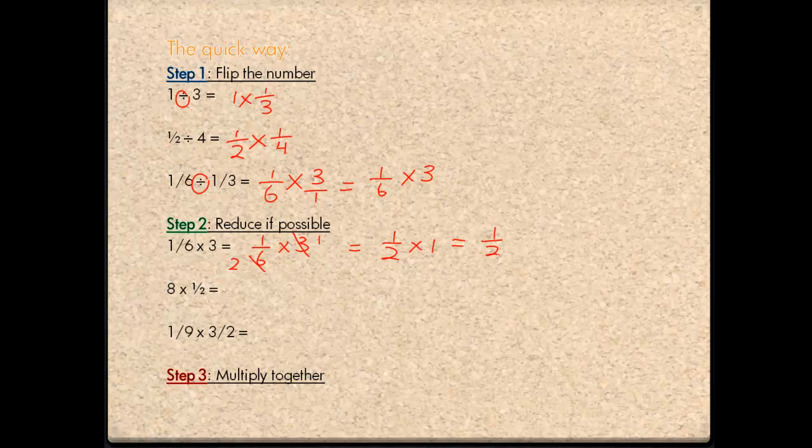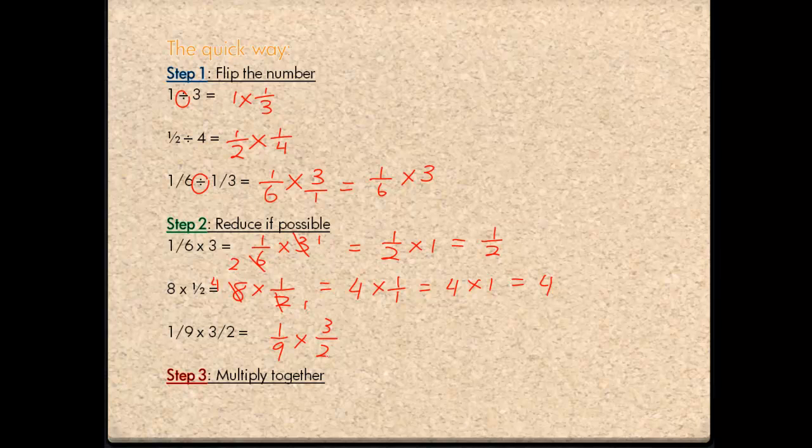8 times 1 over 2. Since 2 and 8 are both divisible by 2, this becomes a 1 and this becomes a 4. So my answer is just 4 times 1 over 1, which is the same as 4 times 1, which is just 4. And 1/9 times 3 over 2.